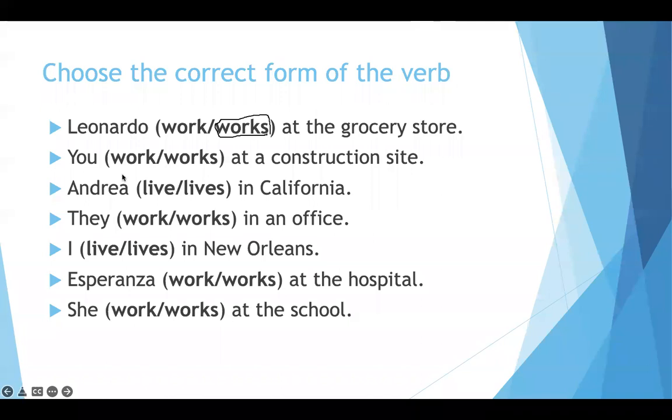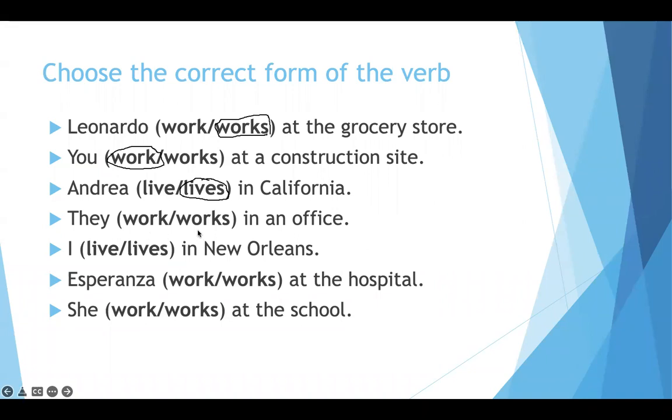Number 2, you at a construction site. We say you work or you works. This is you work. You work at a construction site. Number 3, Andrea in California. Will we say live or lives? So Andrea is just like saying she. So we would say she lives in California or Andrea lives in California.